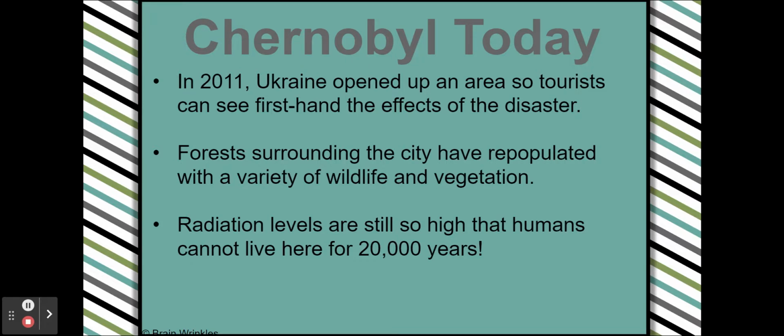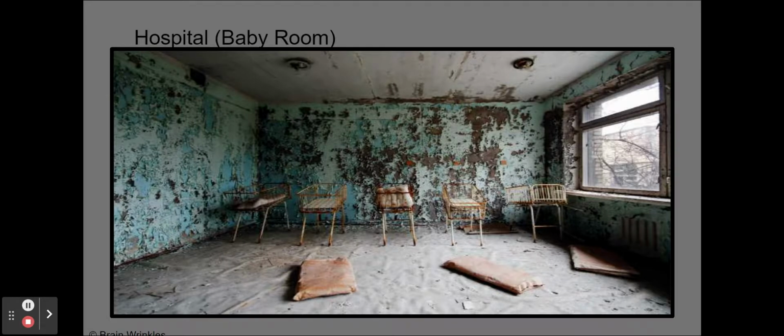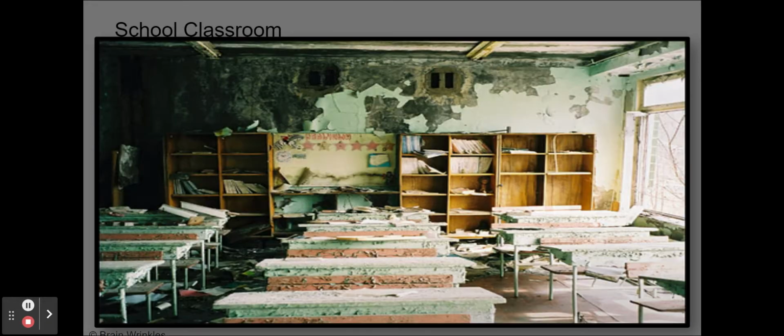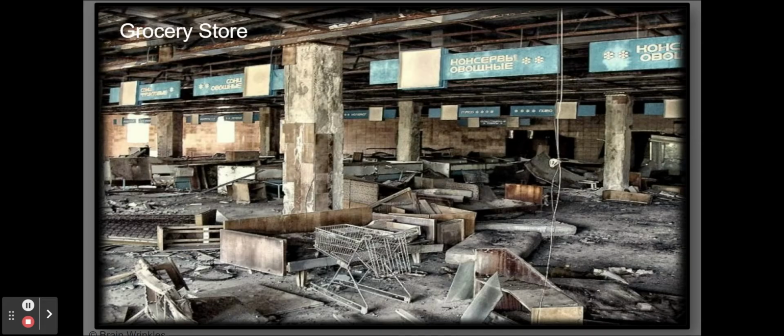Basically, guys, Ukraine has finally opened up this area so you could actually see the firsthand effects of the disaster. They have started trying to repopulate the forests around Chernobyl, bringing in new wildlife and things like that. But ultimately, guys, humans are not able to live in Chernobyl for another 20,000 years because the radiation levels are so intense. Okay. These are just some pictures to show you. It's just a ghost town. It's very eerie, if you ask me. It's just stuck in 1986.